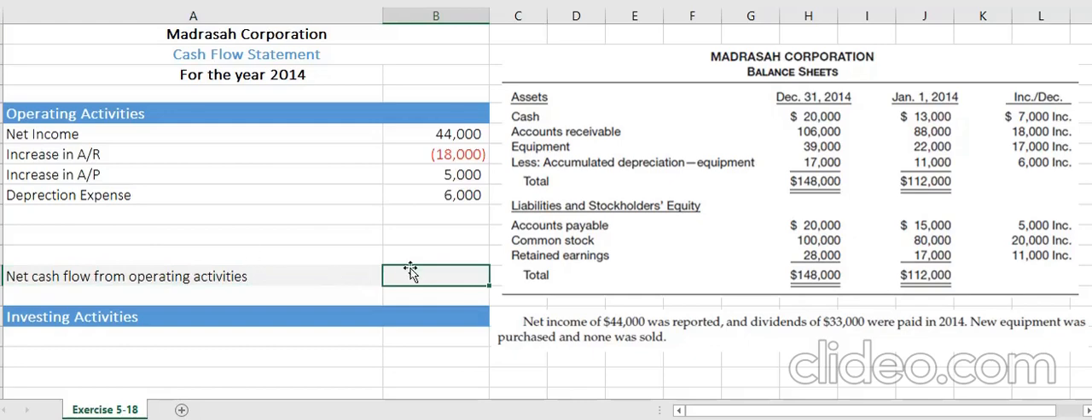So we will auto sum it. In the auto sum, the minus $18,000 is already adjusted, so it would be 44,000 minus 18 plus 5 plus 6, which is equal to 37,000. That's the part of the operating activities. Operating activities comprise any change in working capital, which means current assets and current liabilities, and any change in special events like gains and losses, amortization and depreciation, non-cash expenses.